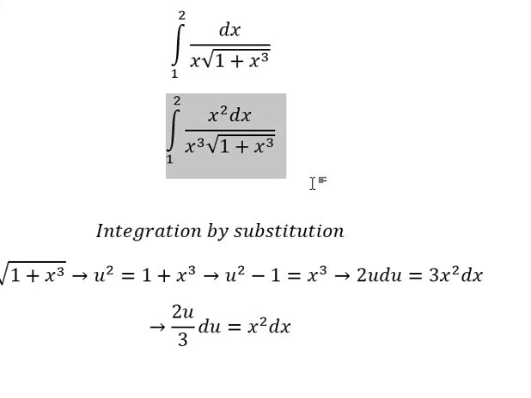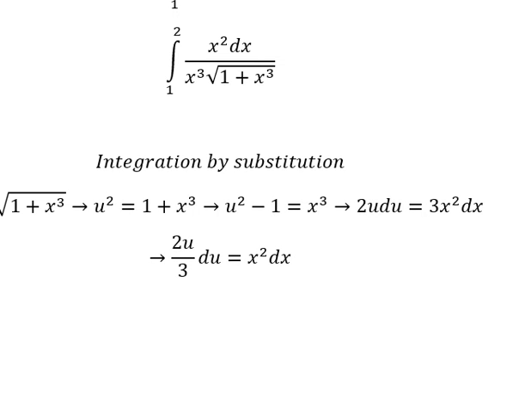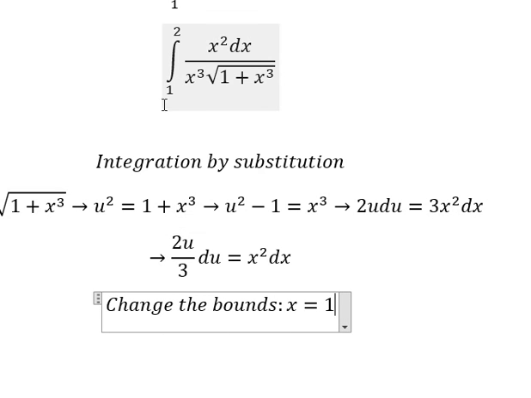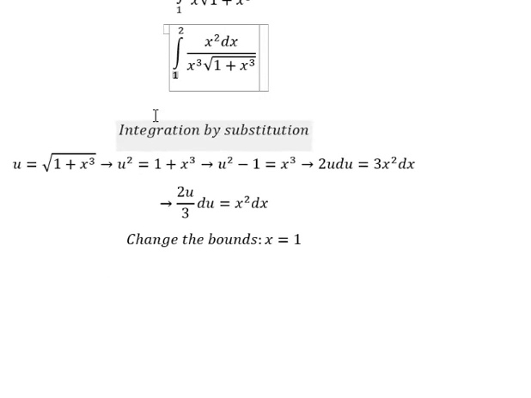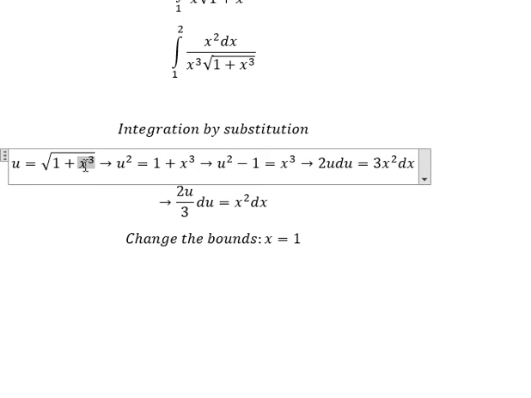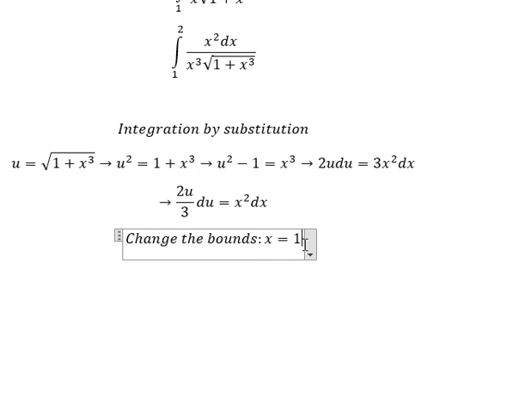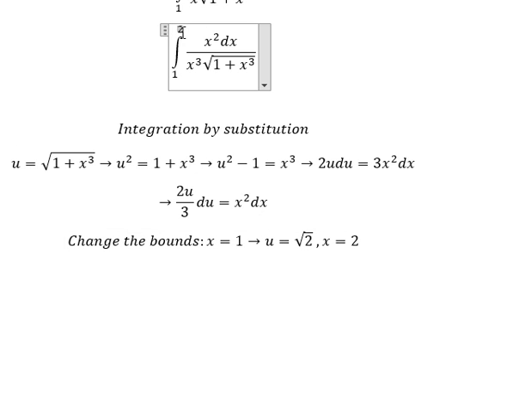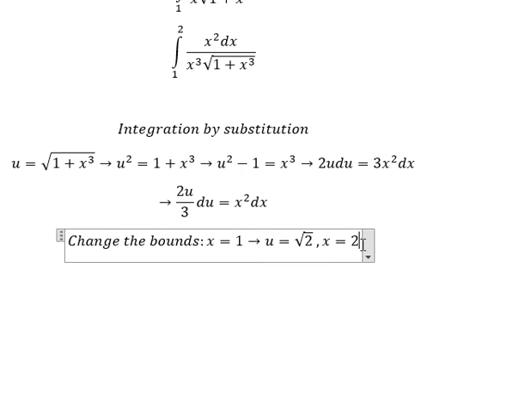Now we need to change the bounds in here. When x equals number 1, we put number 1 in here to find the value of u. So u equals the square root of number 2. When x equals number 2, I put number 2 in here, and we have u equals number 3.